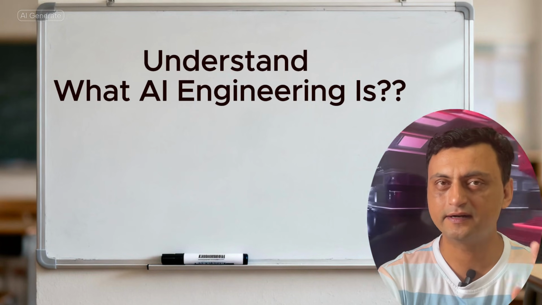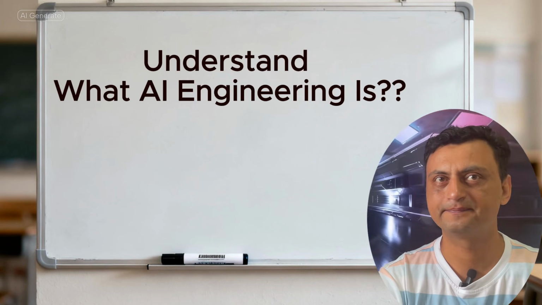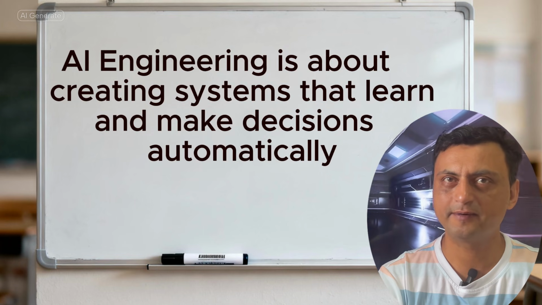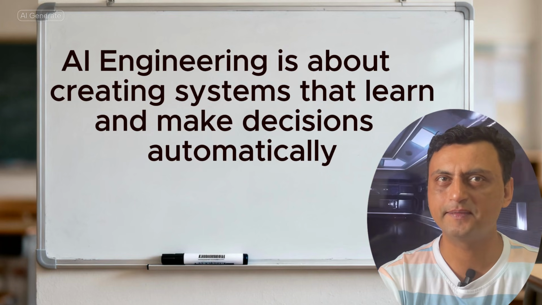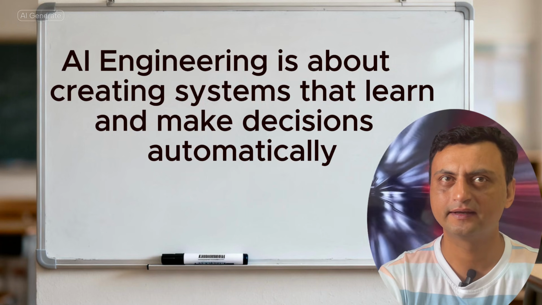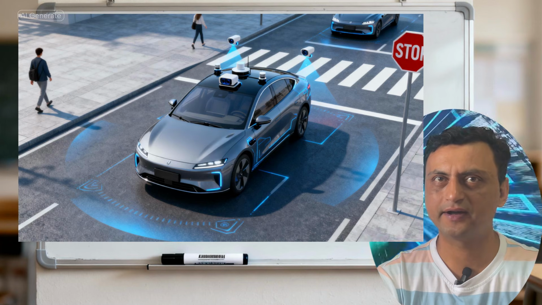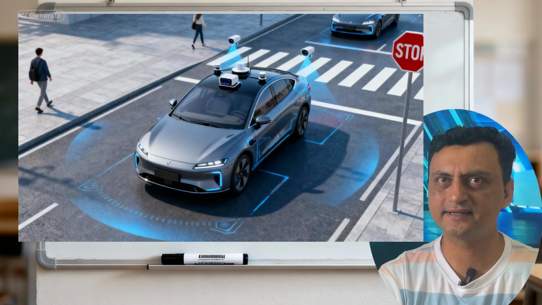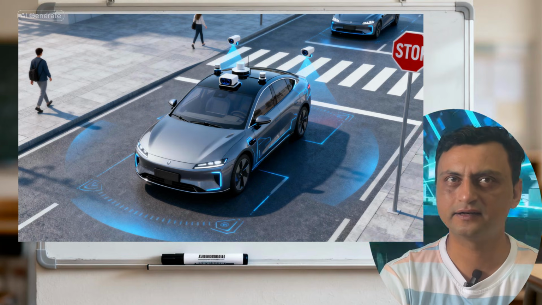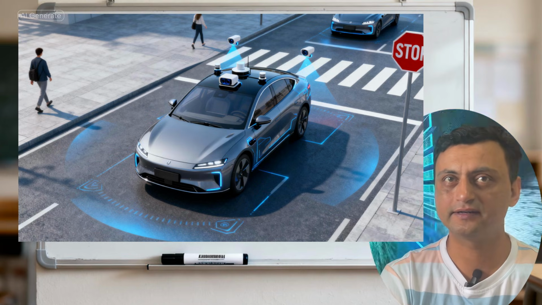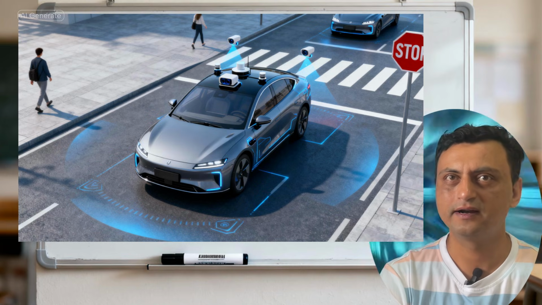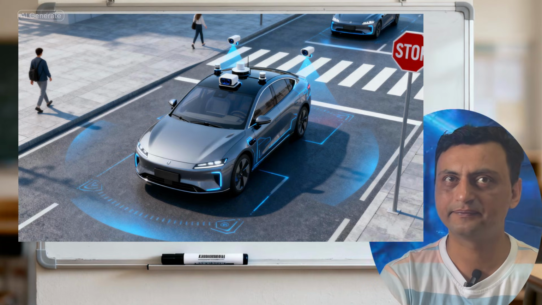Step 1, understand what AI engineering is. AI engineering is about creating systems that learn and make decisions automatically. For example, a self-driving car. A car uses cameras and sensors to detect obstacles, traffic signs, and pedestrians. It learns from thousands of driving hours to make decisions safely.